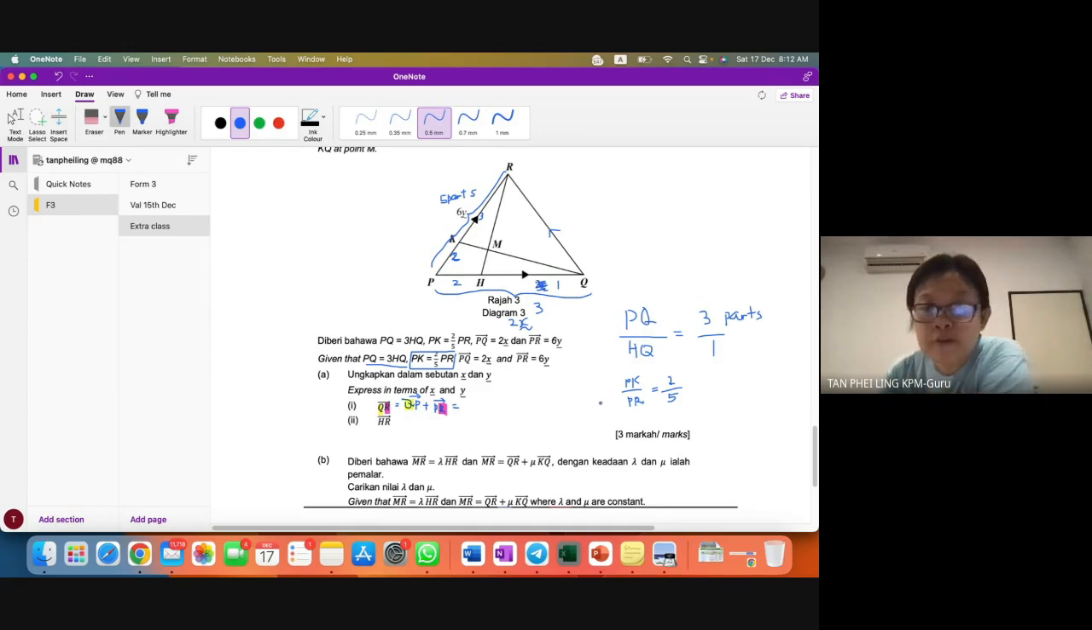So let's move on. Start from Q to P. This is the opposite direction already. When going here is 2x, coming back will be minus 2x. Everybody do with me. Then P to R is the same direction, it's given that it is 6y. So do you need to simplify or not?